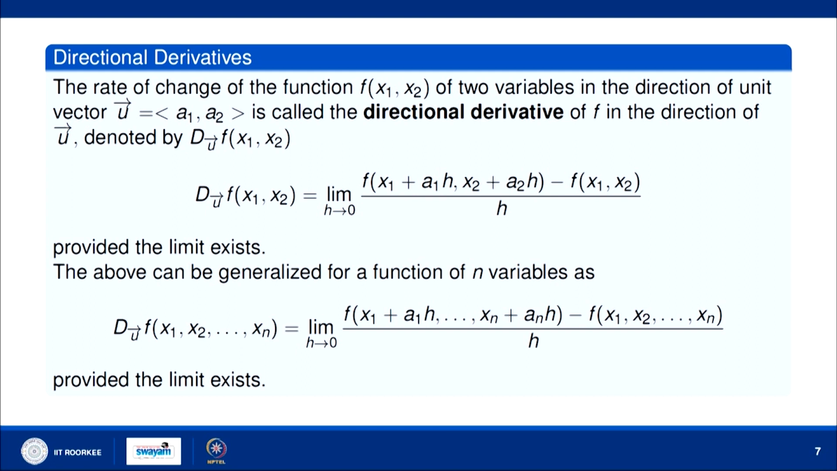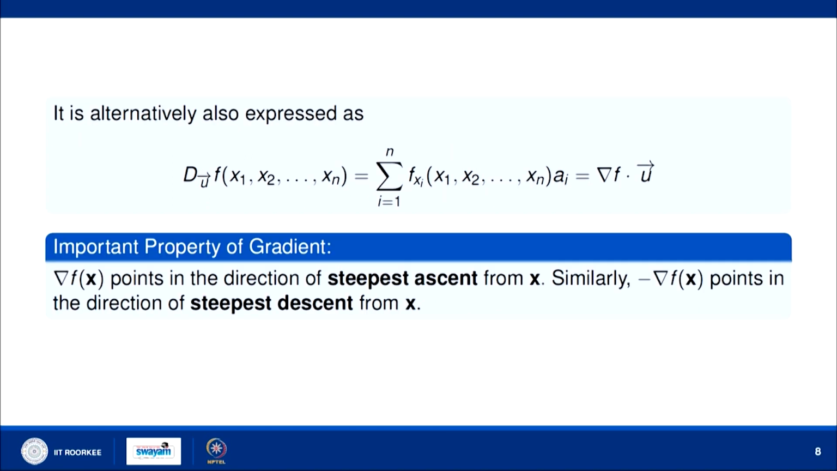Here I have defined it for 2 variables and then for n variables, the rate of change of f. I have already explained that the gradient of f at x points in the direction of steepest ascent, where it increases most rapidly, and where it decreases most rapidly, that is called steepest descent, and that is nothing but the negative of the gradient of f.